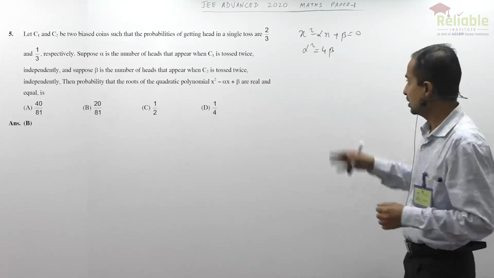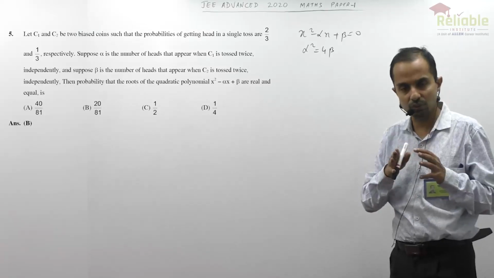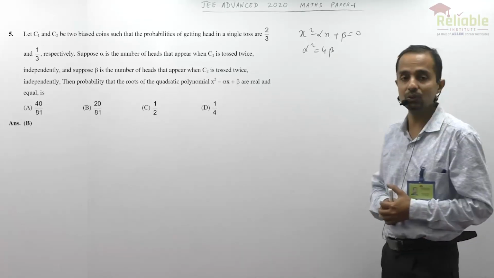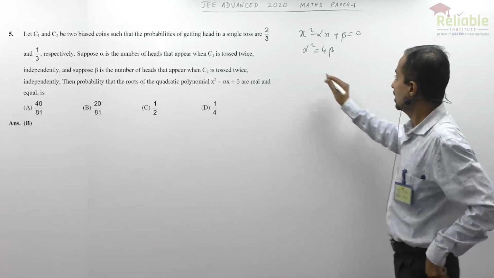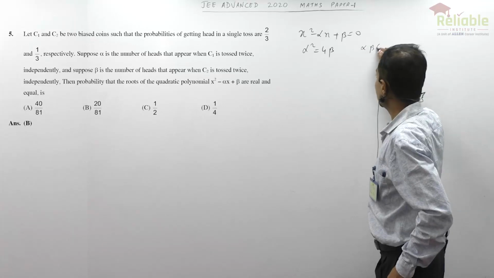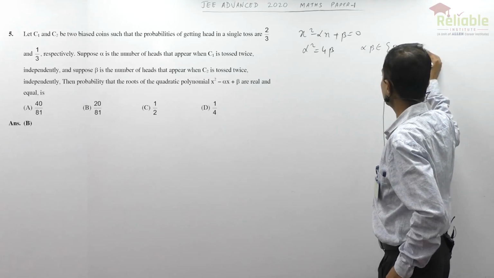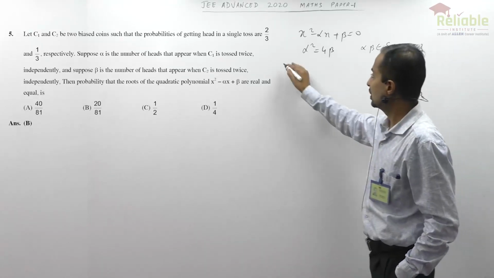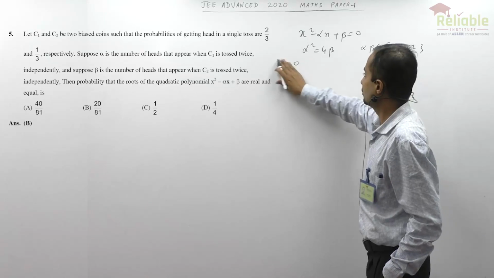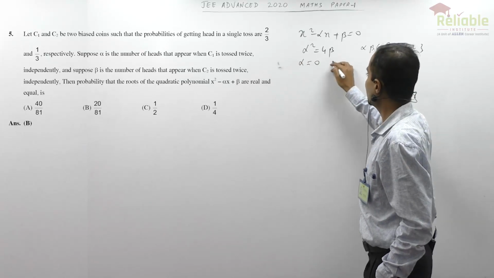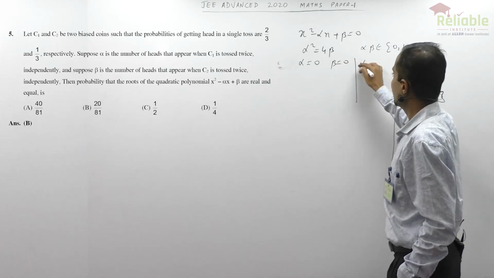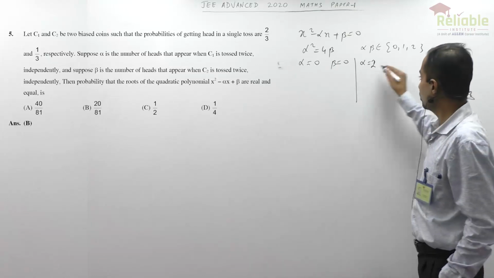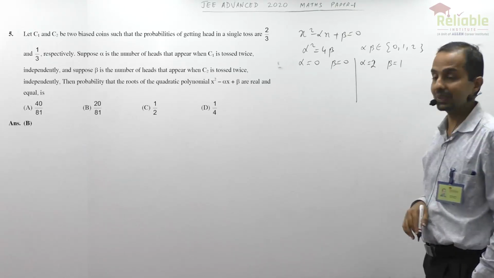So there is a probability that alpha is 0, alpha is 1, alpha is 2. Likewise for beta, what is the probability? This is the question. Since alpha and beta belong to 0, 1, 2, because with two tosses we get either 0 heads, 1 head or 2 heads. When alpha is 0, we know that beta is 0, right? When alpha is 1, there is no possible beta. When alpha is 2, then 4 beta is equal to 4, so beta is 1. So these are the only two cases.